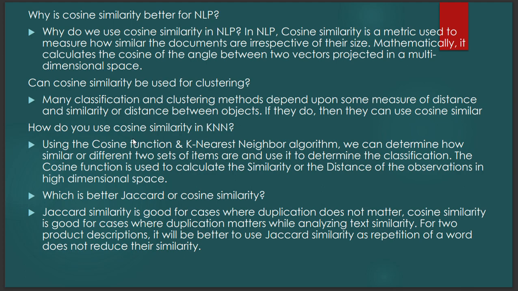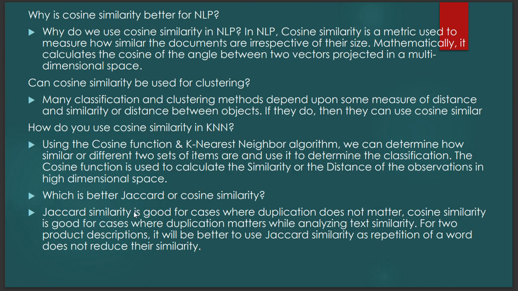How do you use cosine similarity in KNN? Using cosine similarity in K-nearest neighbor, we can determine how similar or different two sets are, and determine the classification. Cosine similarity is used to calculate the similarity of observations in high dimensional spaces.